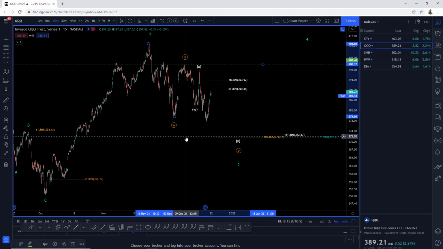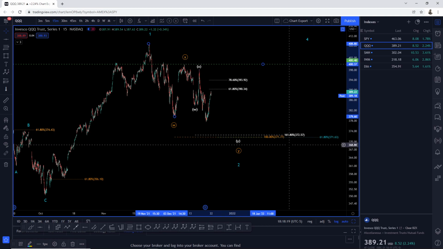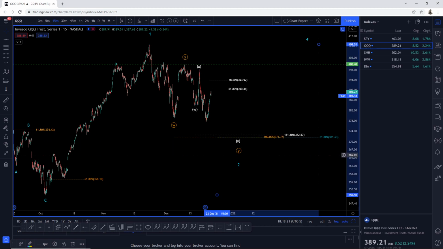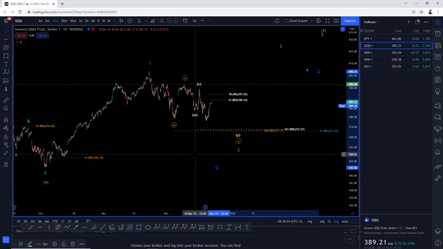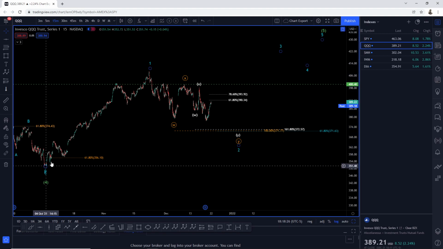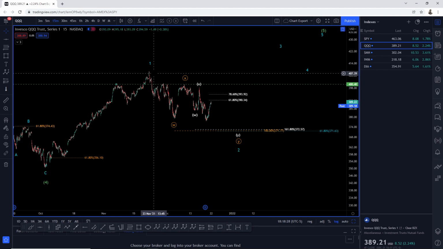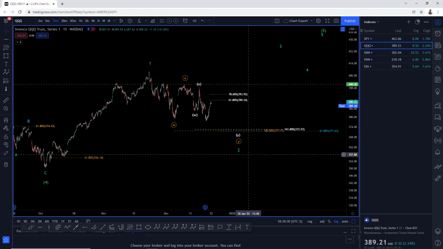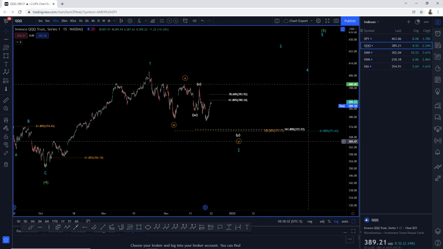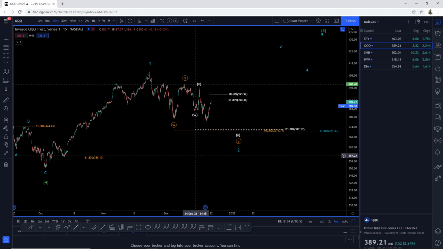Then we have the same exercise in the orange count, which is WX will come down to 371. And then we have the 618, 371 again, which is the retracement of this overall wave advance, to give you a support in the wave two. So we have three fib levels of clustering support that are lining up with one another.